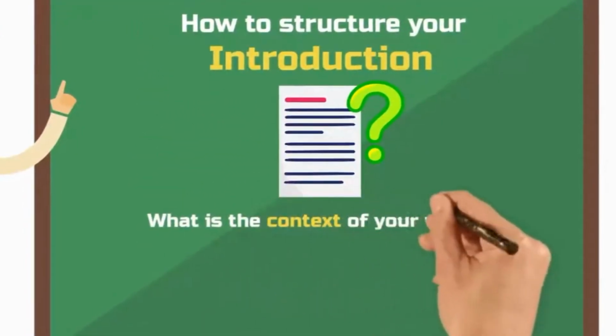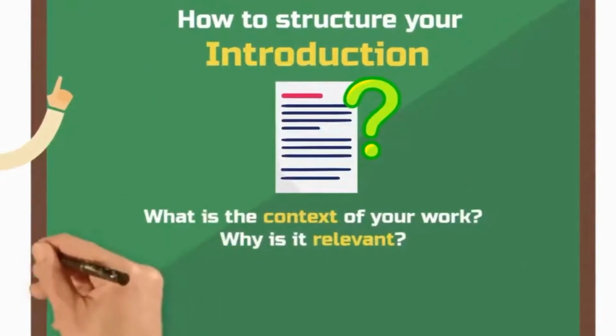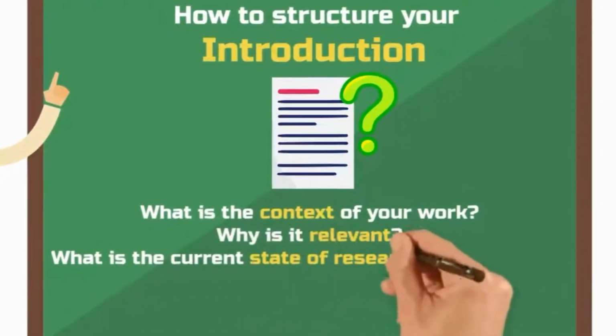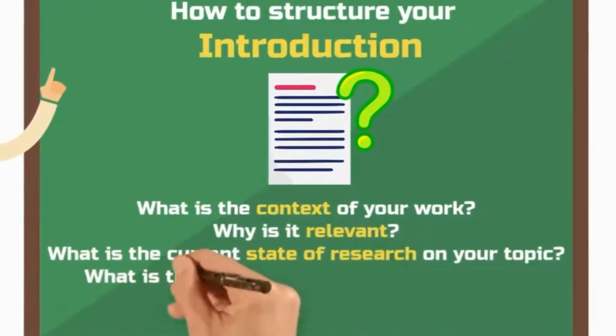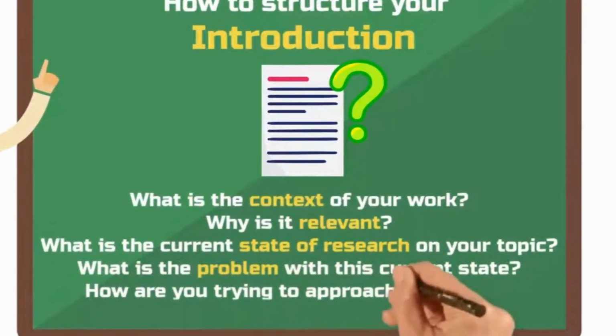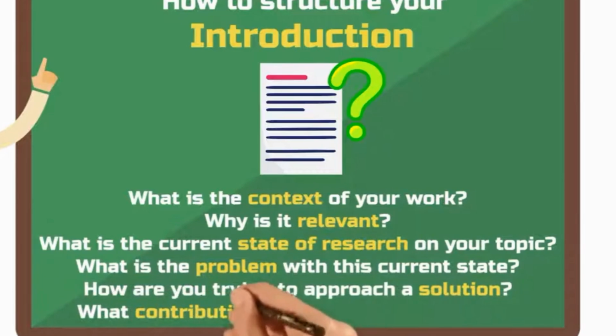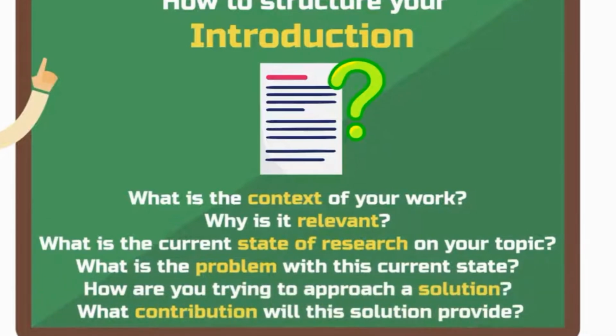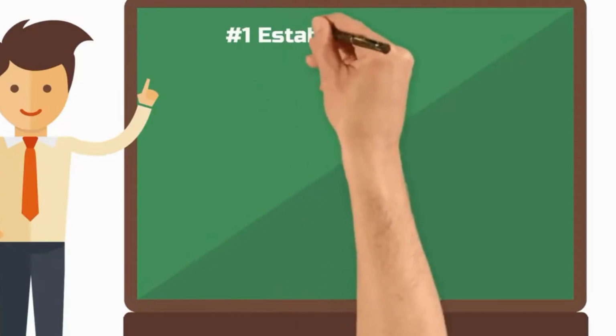Guide the reader along this structure: what is the context of your work, why it is relevant, what is the current state of research on your topic, what is the problem with this current state, and how you are trying to approach a solution, what contribution will this solution provide. I suggest you follow these 7 steps.